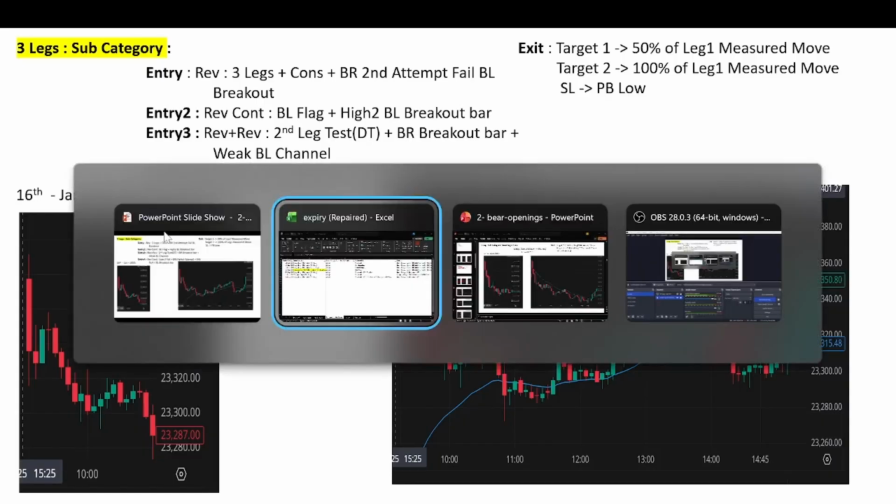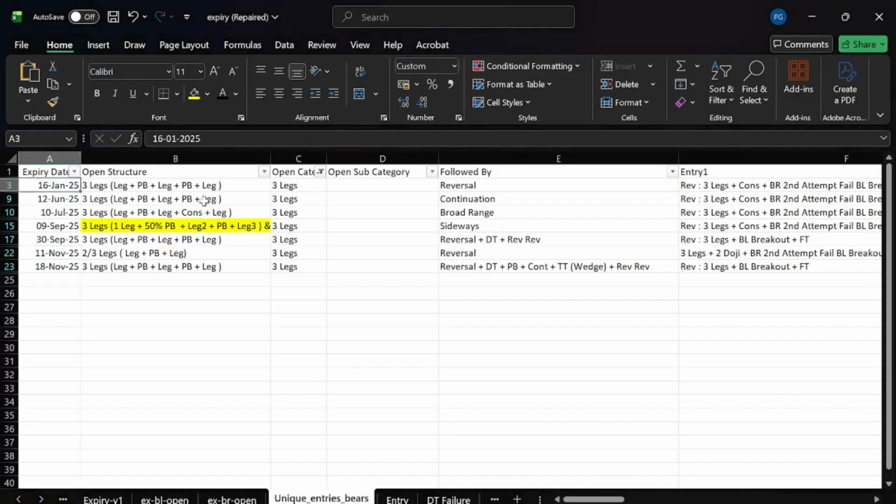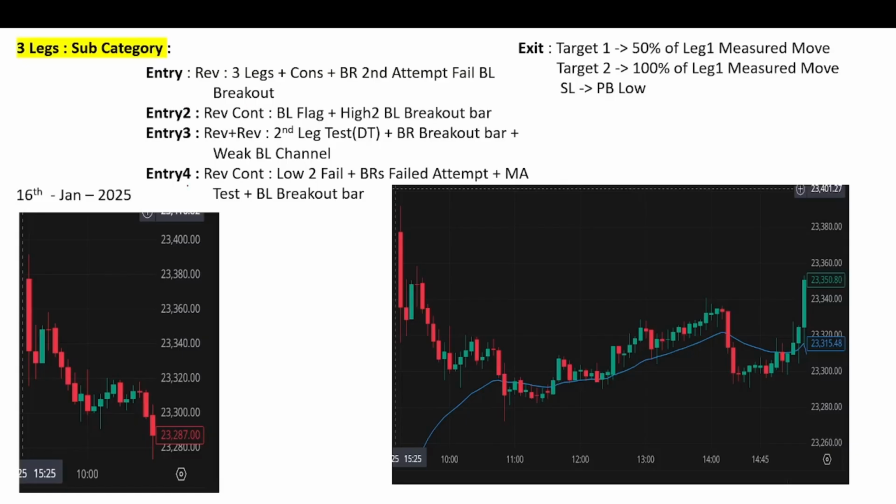And yeah, so we got to 16th Jan. 3 legs happened. We should look for a reversal trade, and the reversal trade condition here is 3 legs. Consolidation, bears attempt to go a little lower or here. I guess they tried one more time and you got a bull breakout, you enter here.